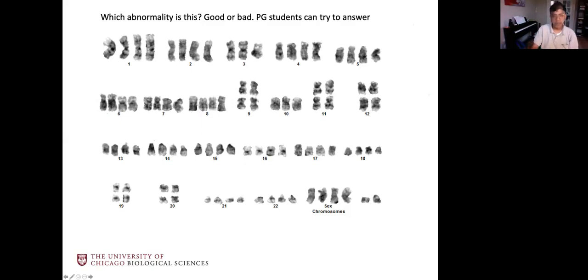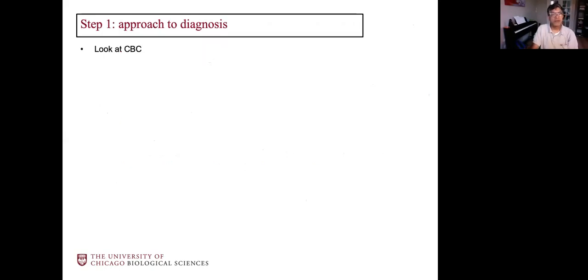Let's keep going. So step 1, you have to look at the CBC in these patients. Based on this CBC, hemoglobin is 8 gram per deciliter, white count is 109,000 per microliter, and platelet count is 18,000 per microliter. Okay, is this normal or abnormal? Anybody? Vignesh, you think this is normal or abnormal? So abnormal. Okay, that's abnormal.